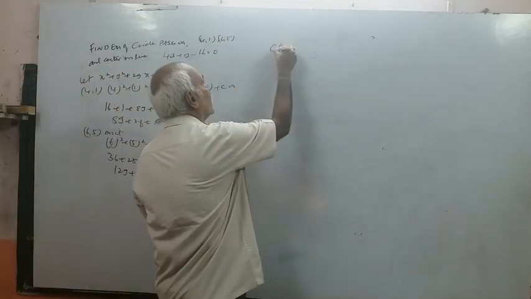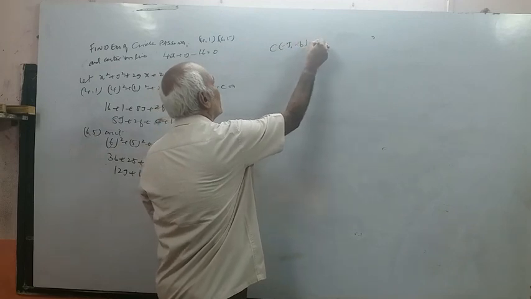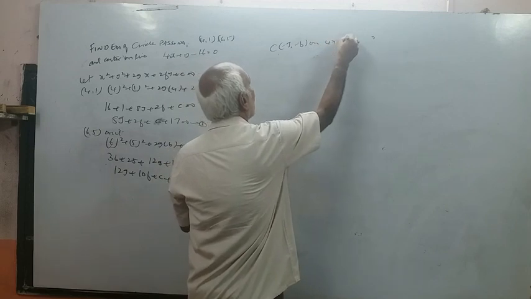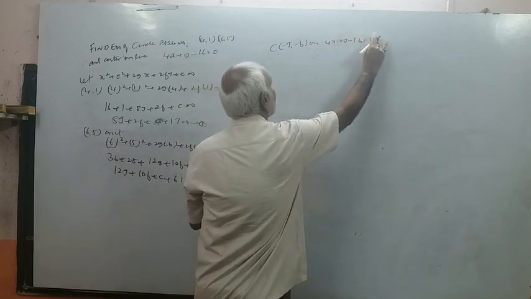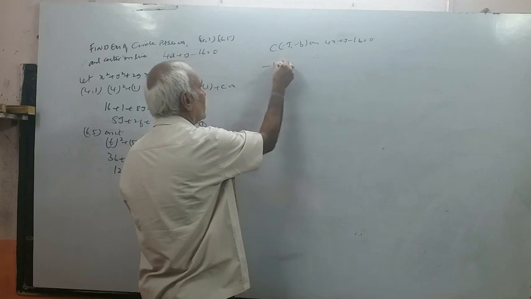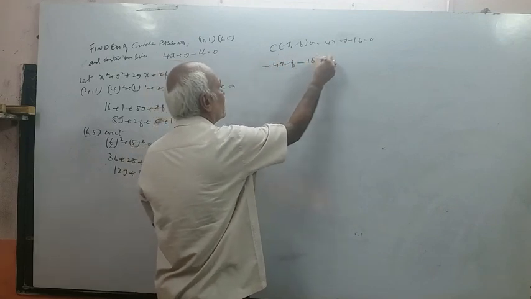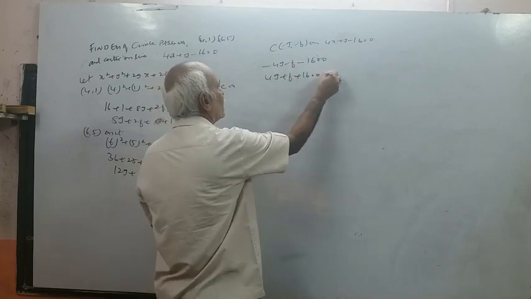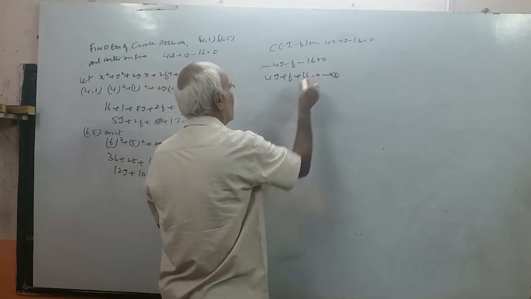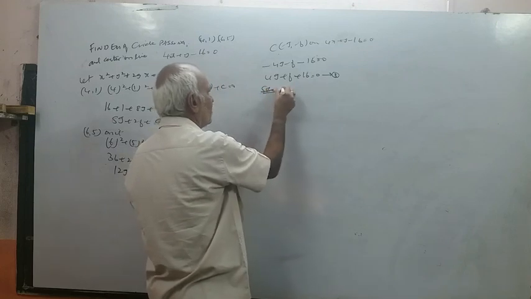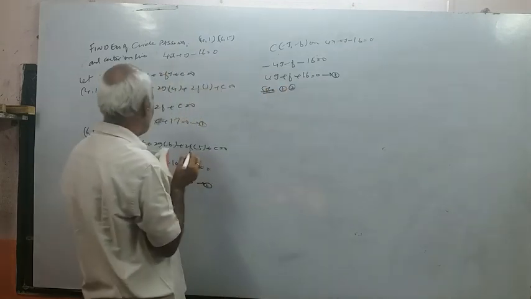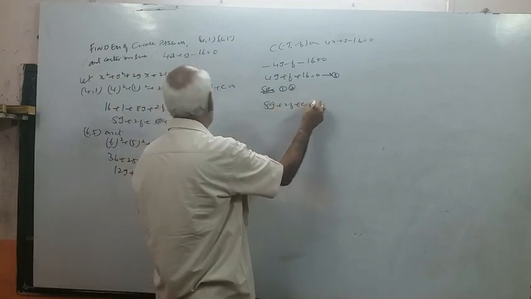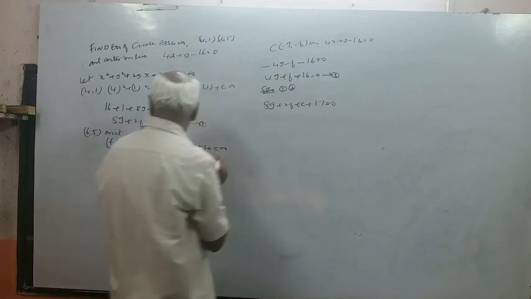Again, the center is minus g comma minus f on which line? 4x plus y minus 16 is equal to 0. So this becomes minus 4g minus f minus 16 is equal to 0. So remove the minus sign: 4g plus f plus 16 is equal to 0. Third equation. Now solve 1 and 2. What is the first equation? 8g plus 2f plus c plus 17 is equal to 0. What is the second equation?